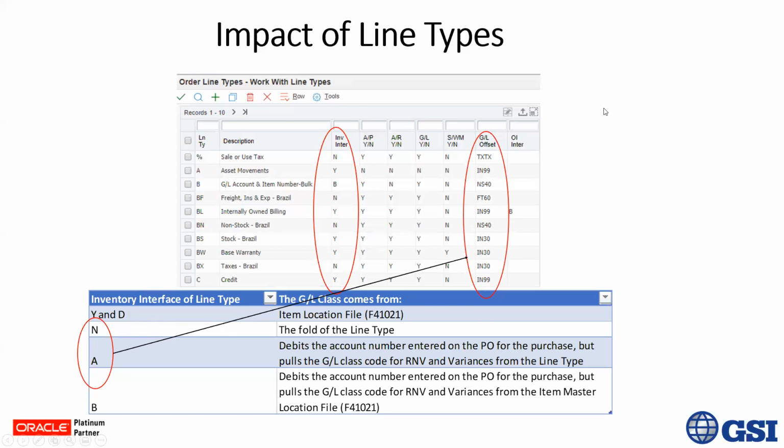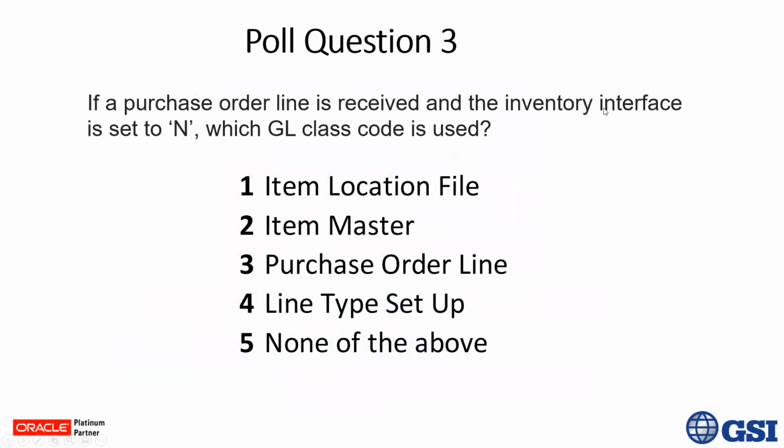Okay. All right, last poll question. If I have a purchase order line and I received and the inventory interface is set to no, where does it get the GL class code from? Okay, so which one of those? And go ahead and type it into your Q&A panel again, so I can get an idea of what you guys are thinking.